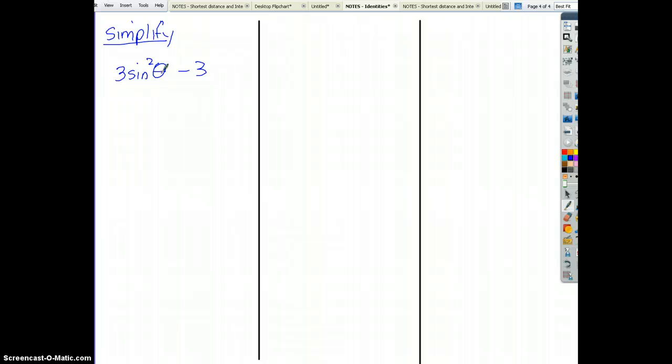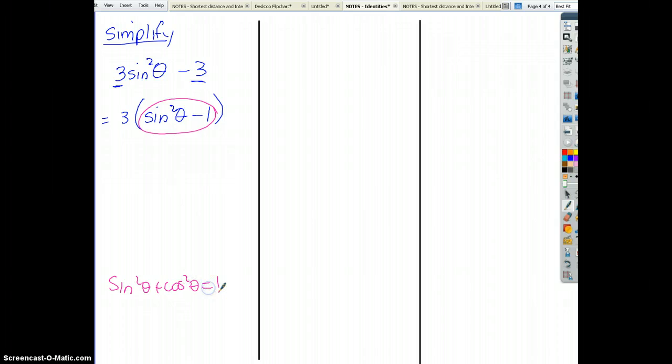Okay, so we look at that and say, right, what do I feel like I could do here? Well, I see a 3. We might want to take out a 3 as a common factor. So let's do that. Take 3 out. What are we left with there? We're left with sine squared theta minus 1. And now we can look at that and say, aha, that looks vaguely familiar, but not quite. I know this, sine squared theta plus cos squared theta equals 1. So I know that cos squared theta equals 1 minus sine squared theta. But that's not what I've got here.